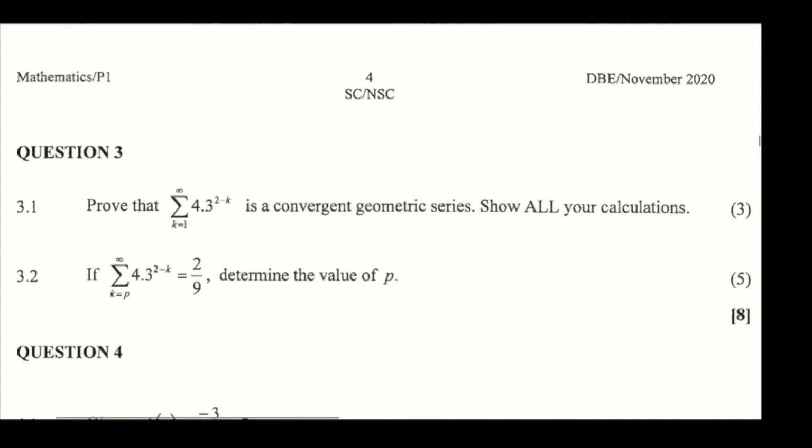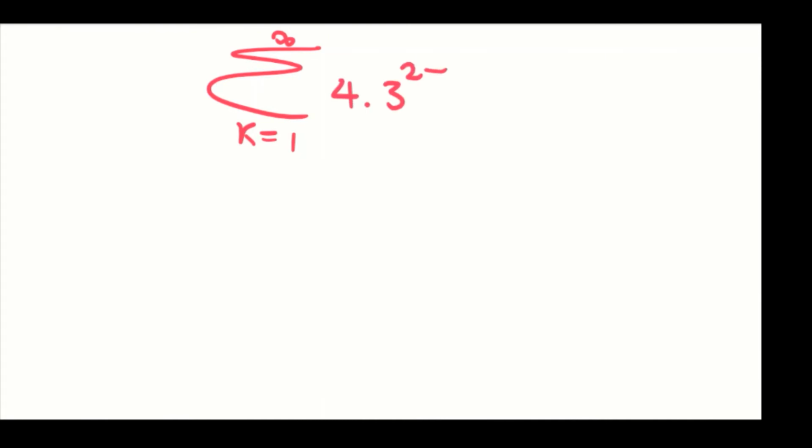Okay, so question 3.1, we are asked to prove that this sum that is given is a convergent geometric series. So we must show all calculations for that. For us to prove that this sum is convergent, we need to first identify the first 3 terms of the sequence, right?